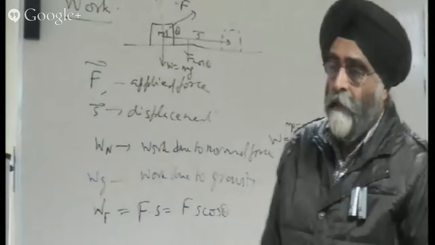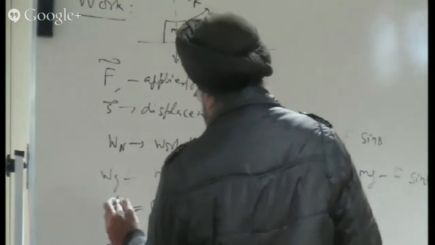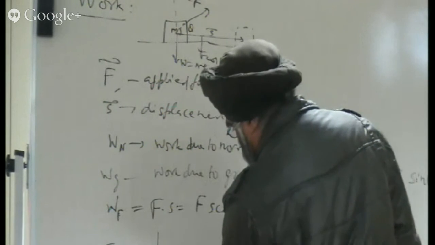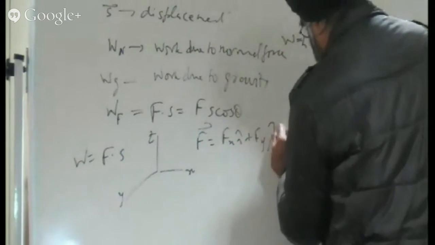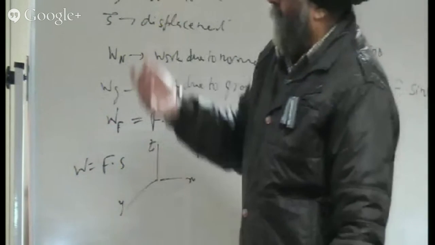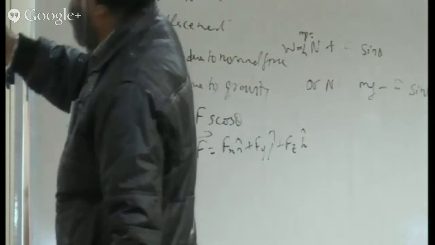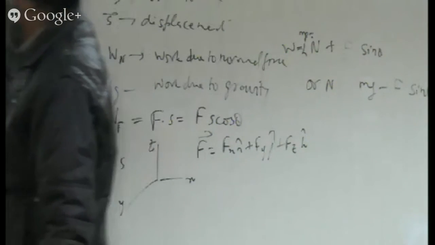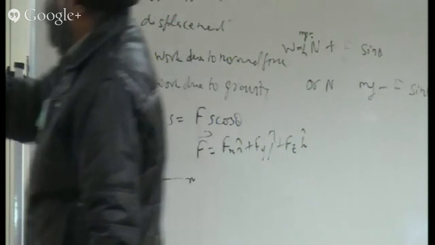Now see, whenever you are working with vectors, you know that normally we work with the Cartesian coordinate system, that means the X, Y, Z system. And a vector quantity always has components along all the directions. So F is equal to Fx i plus Fy j plus Fz k, which is a force, and S is a displacement.